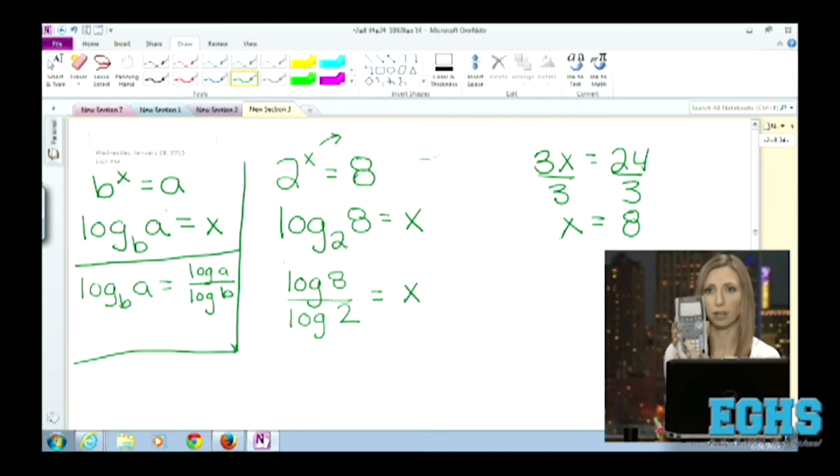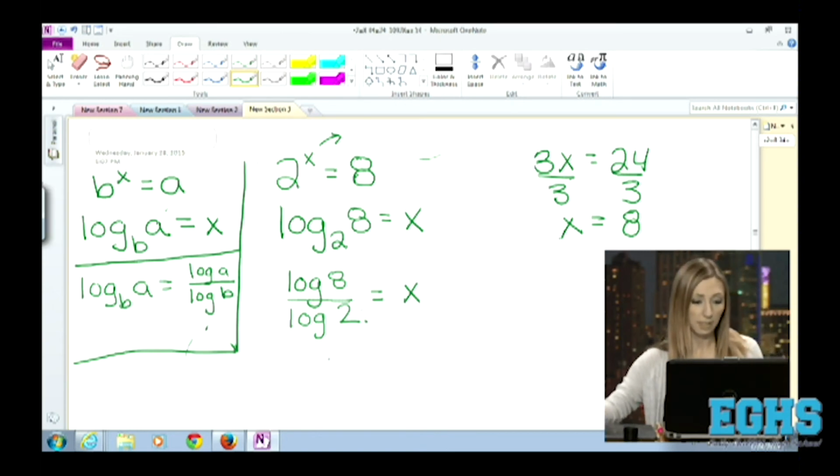I'm not sure if you can see it or not, but it's right next to the 7 if you've got a TI, Texas Instruments calculator. But what would end up happening is it would equal 3. And so therefore x is 3.